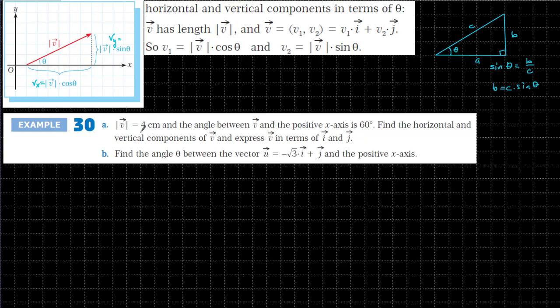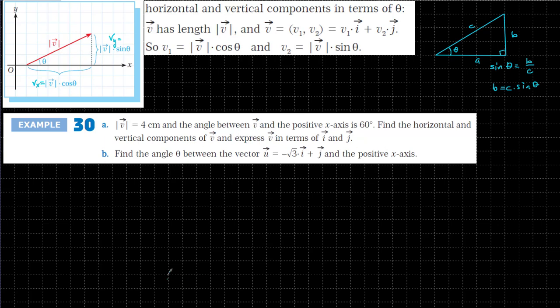Okay, now we are going to solve this question. The length of V is equal to 4 centimeters, and the angle between V and the positive axis is equal to 60 degrees. Then find the horizontal and vertical components of V. Express V in terms of i and j.